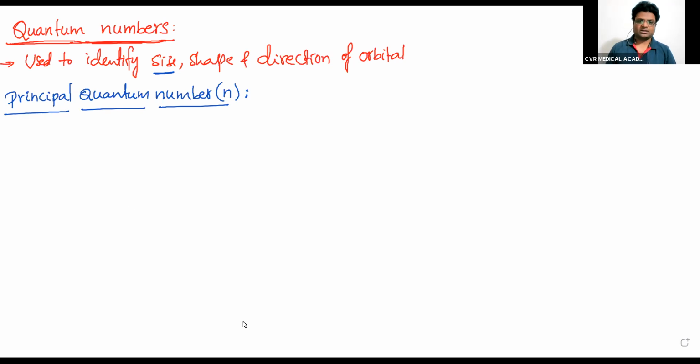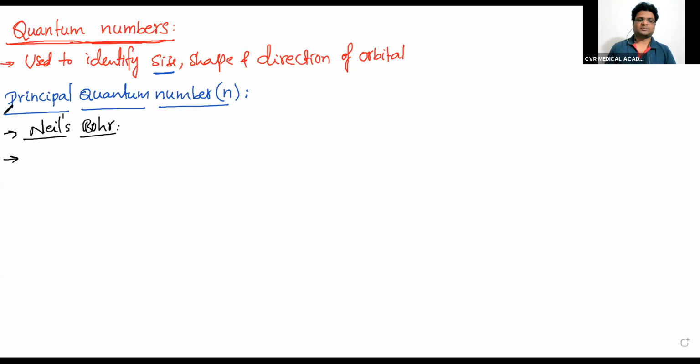And who proposed that? Niels Bohr proposed the principal quantum number, and the main idea of Niels Bohr is retained for a single electron system. For any single electron system, the concept of Bohr's atomic model is valid. But for a multi-electron system, it failed. So it was proposed by Niels Bohr.